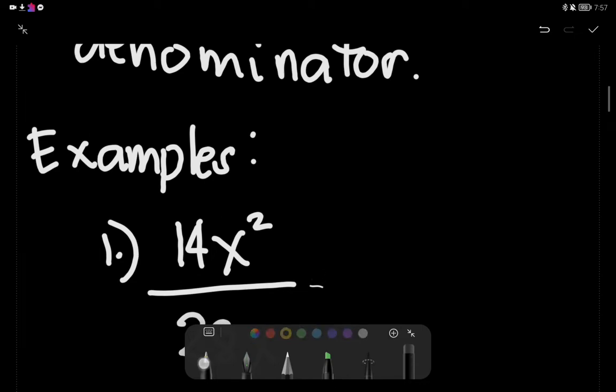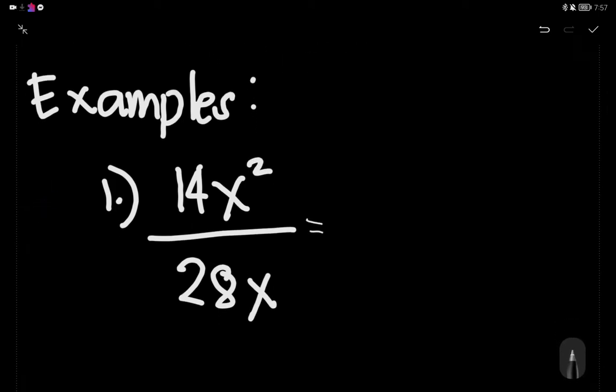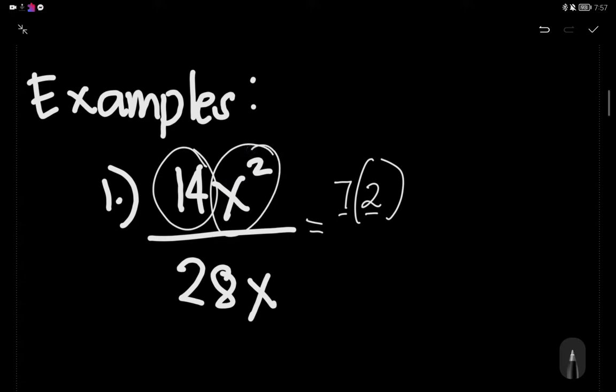Let me erase this first. 14x squared over 28x. So, let us find the prime factors of 14, and that is 7 times 2. 7 and 2 are both prime numbers. Now, after factoring 14, we are going to factor x squared. The factors of x squared are x times x.